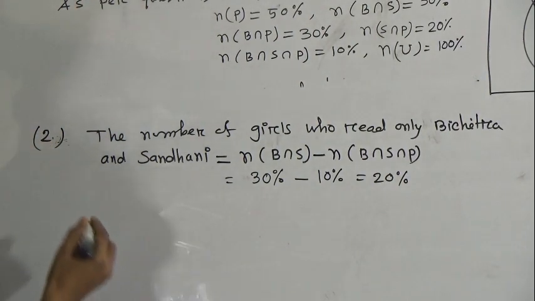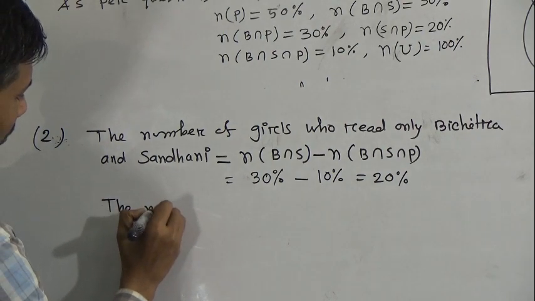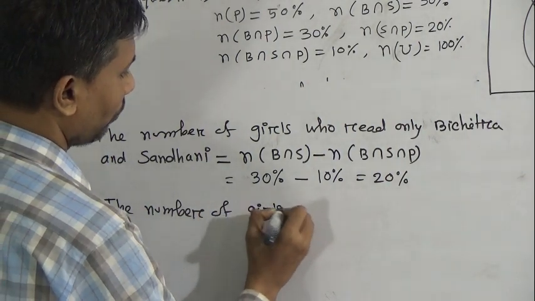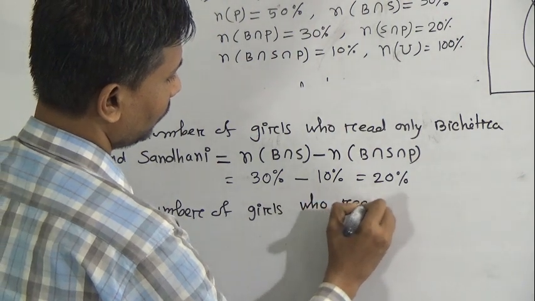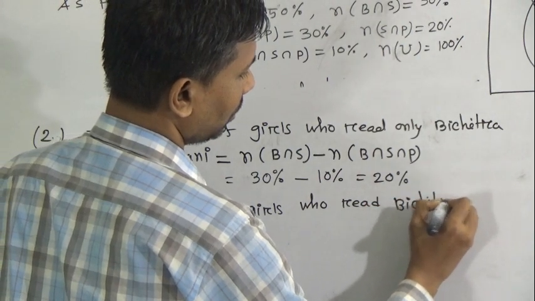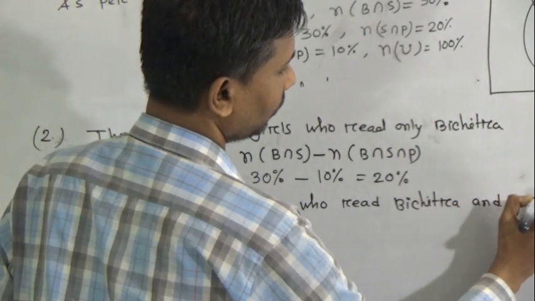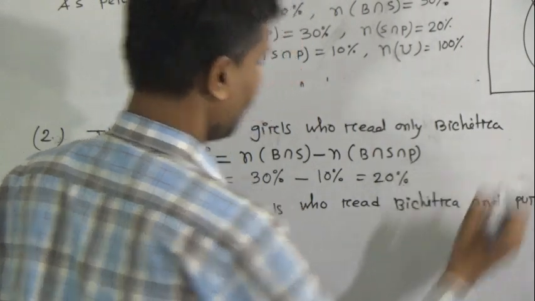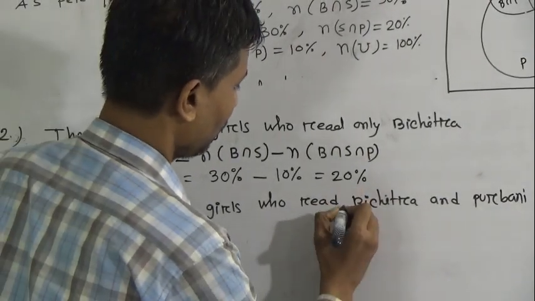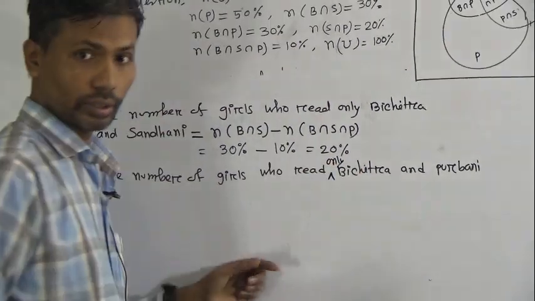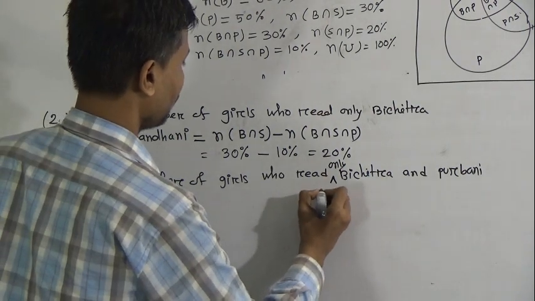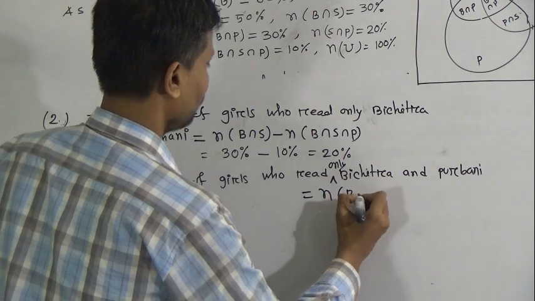Similarly, we have to write the number of girls who read only Bicitra and Purvani. What is important: the number of girls who read only Bicitra and Purvani is represented by the number of B intersection P minus B intersection S intersection P.